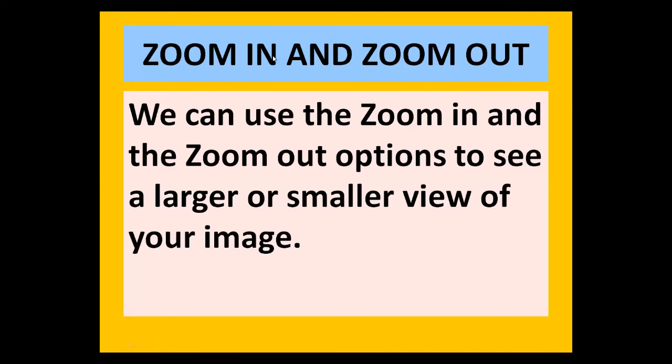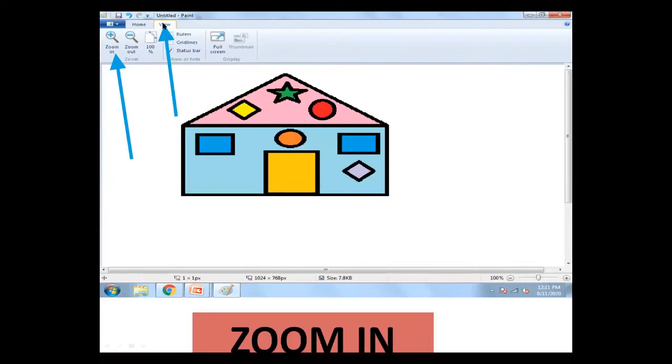If you want to zoom in on the picture, the steps for zoom in are: first click on the View tab. In the View tab, you can see the View tab is divided into different groups like the Zoom group, Show or hide group, and Display group. To zoom in, the zoom in option is used to increase the size of the image. So to increase the size of the image, click on the zoom in option.